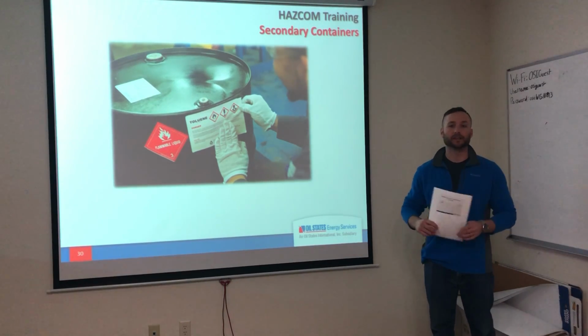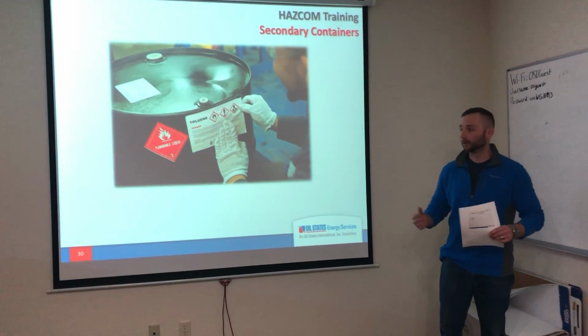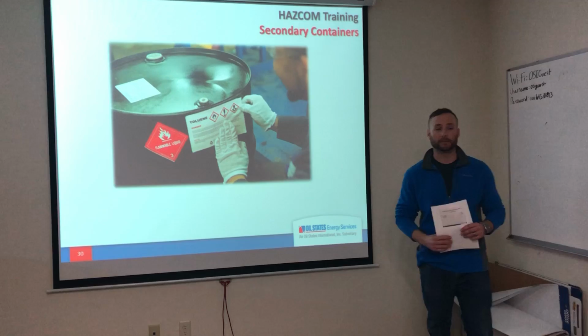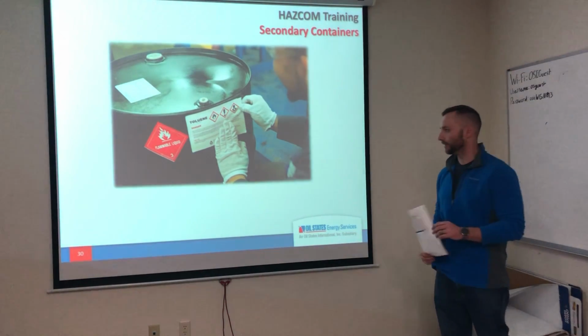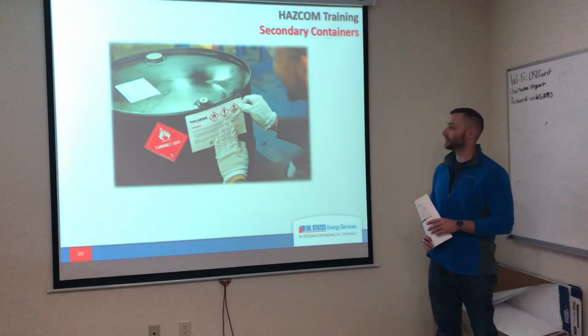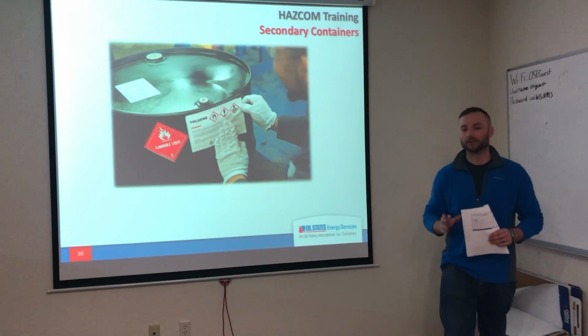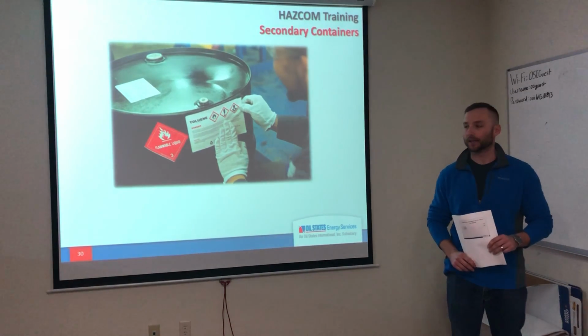A secondary container is going to be when we get a shipment of a chemical, whatever it might be, shipped to us. It's going to be known as the primary container. If we take it out of that primary container and put it into our own storage container, that's what we're going to be talking about as a secondary container. Now, there obviously are still labeling requirements for secondary containers.